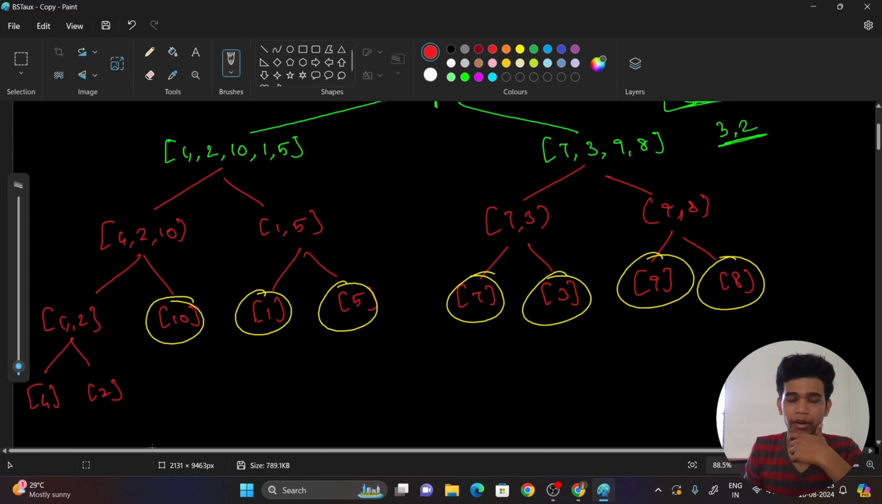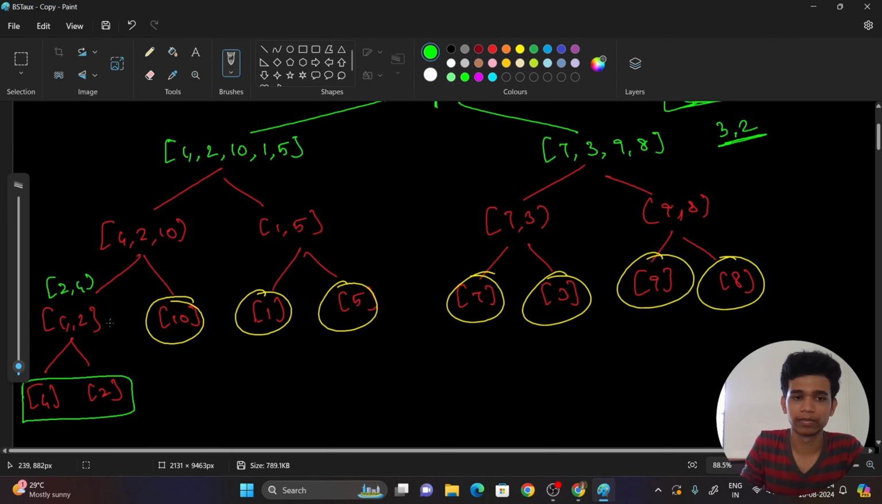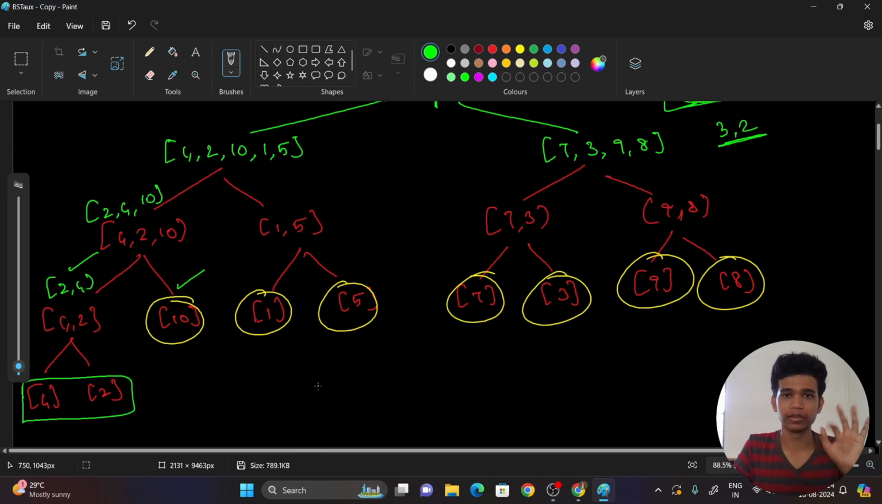Now, my core logic is that I want to merge these 2 arrays in a sorted order. If I merge these 2 arrays, it will be 2, 4. Then it's time to merge this 2, 4 and this 10. If I merge it, it will be 2, 4, 10. Can you understand this? Don't worry, I will tell you how to merge. For now, just understand that if we merge it, it will be in sorted order. I will tell you how to merge it in a sorted order.